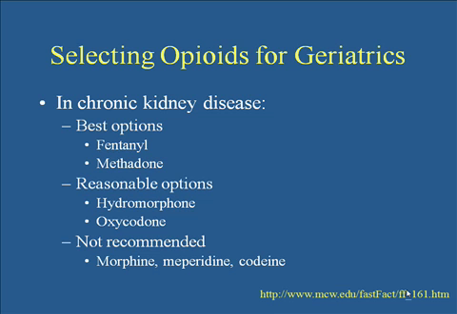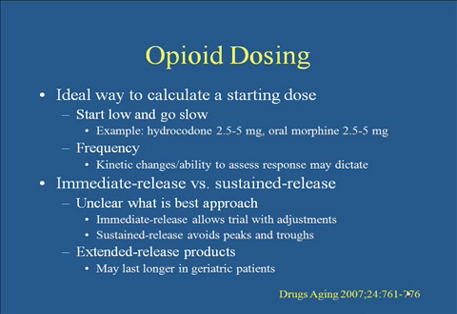It's the one we tend to go with if somebody has really poor renal function. Other reasonable options are hydromorphone and oxycodone. They're not as good as fentanyl or methadone, but nonetheless they're options. They don't recommend morphine, meperidine, or codeine. I agree with meperidine and codeine. Sometimes we can sneak by with morphine, but if somebody has renal function decline, I would just ask that you be cognizant of potential adverse effects and keep those in mind. But this is a recommendation on how you select an opioid based on renal function decline.